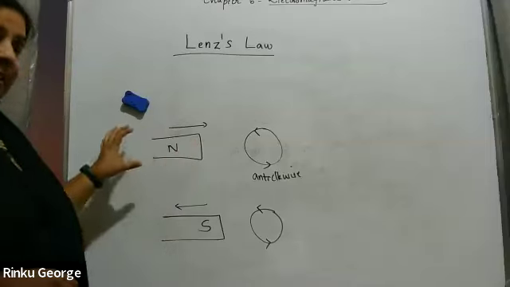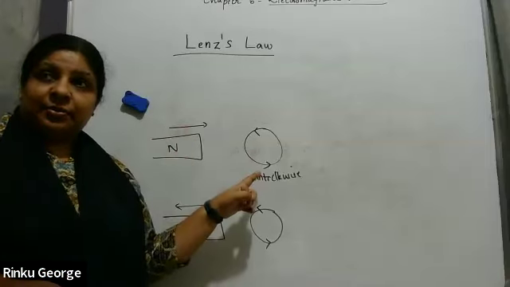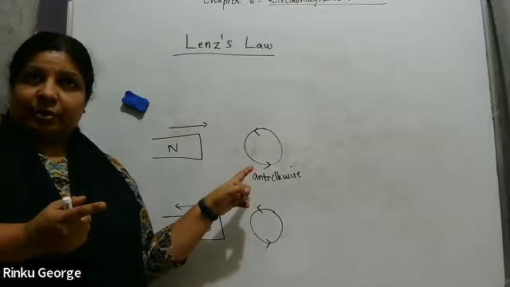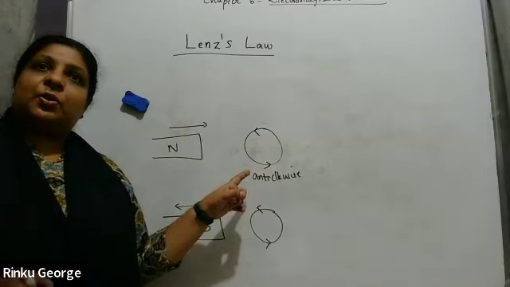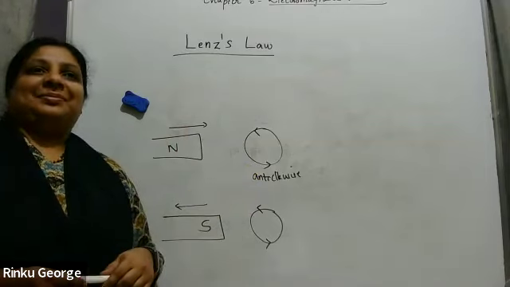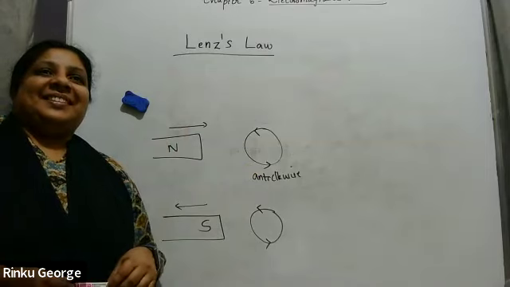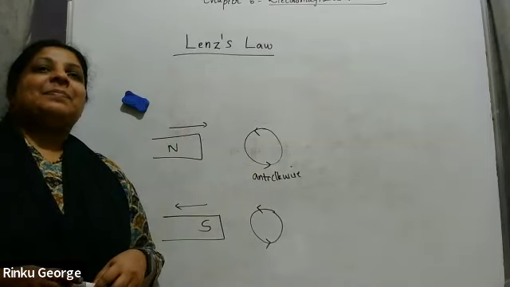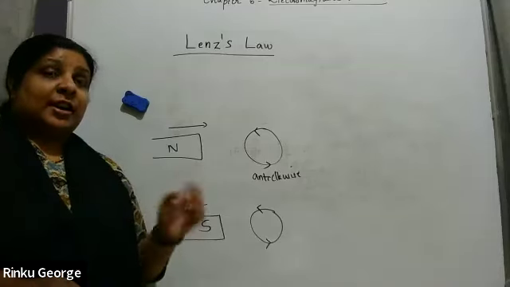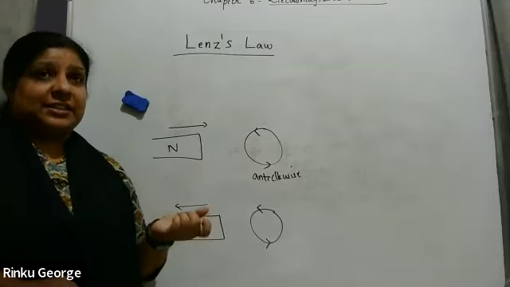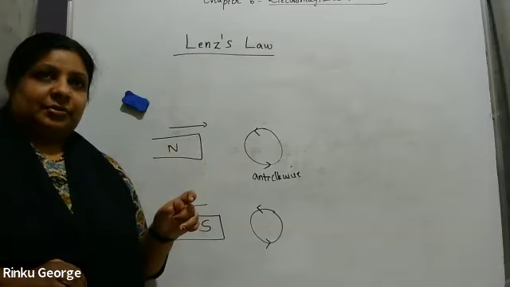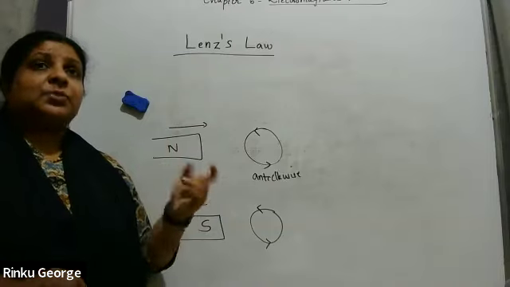According to this law, the induced EMF tries to produce a current which opposes the cause which produces it. The induced EMF is such that it produces a current that opposes the magnetic flux which produces it.